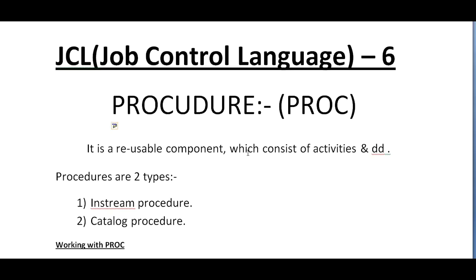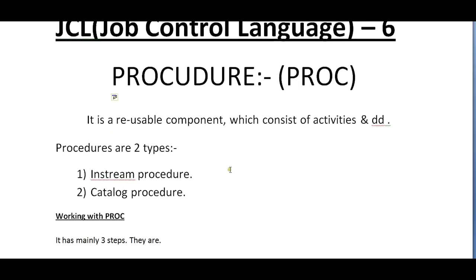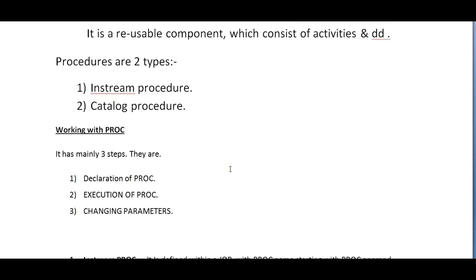For example, if 10 users are writing a sorting step, copying step, or report printing step, instead of writing the entire code, they can simply call this proc and execute it in their job. This is one of the beauties, and that's the reason it is a reusable component which consists of activities and DDs. You can say it is the same as calling a subprogram in a COBOL program. Based on this, procedures are divided into two types: the in-stream procedure and the catalog procedure.